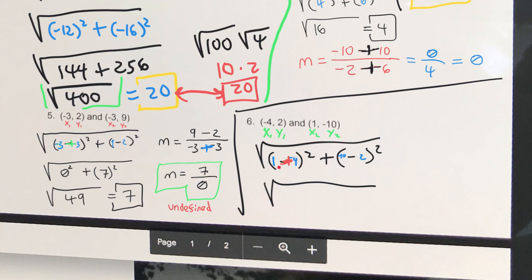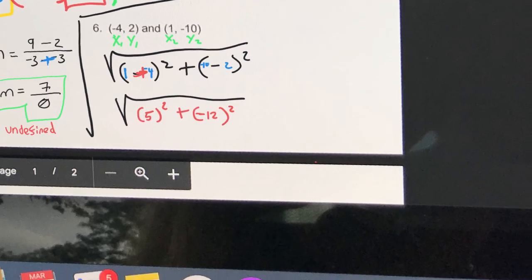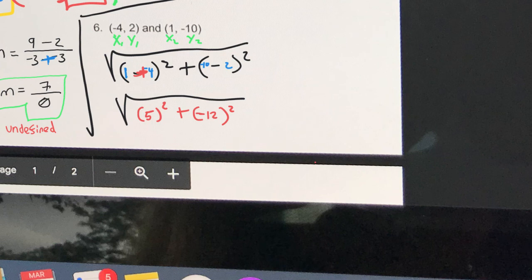Well, the question is, what's 1 plus 4? Well, that is 5. So we're going to have 5 squared there, which we're going to worry about later. Then we have a negative 10 minus 2. What is that? Well, that is negative 12. That's going to be squared as well. I say we bring this up a little bit, and we'll do it underneath.